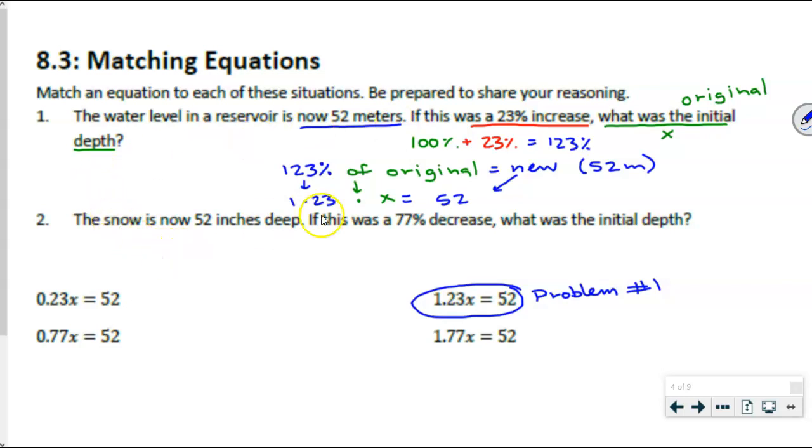Okay, now come back and let's try and discuss as a class. The snow is now 52 inches deep. That might sound like something, but if I keep on reading, I continue to see that this represents a 77% decrease. So I'm really asking, what was the initial depth? So based on that, 52 inches, is that the original amount or is that the new amount? Yeah, this is the new amount.